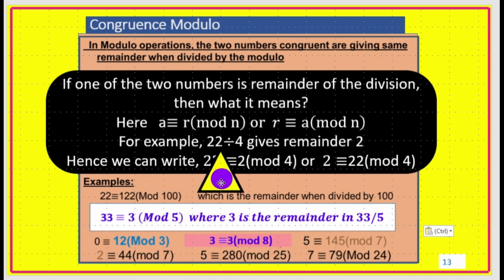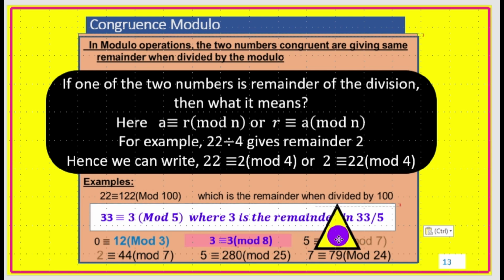For example, 22 divided by 4 gives remainder 2. Hence, we write 22 is congruent to 2 mod 4, or 2 is congruent to 22 mod 4. This type of remainder calculation is very much used in problems in this chapter. Examples: 22 is congruent to 122 mod 100.